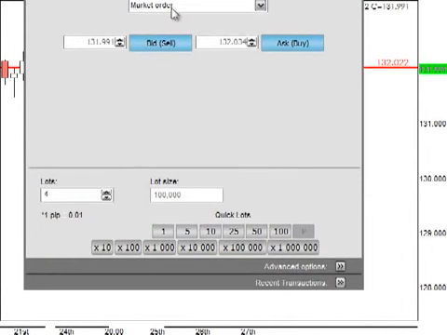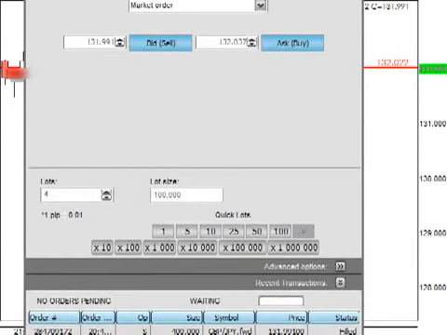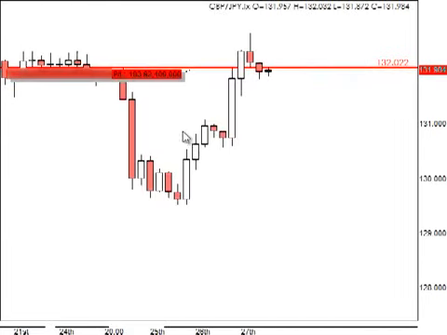I'm going to go for 4 lots. Just enter a short. Perfect. So we're short with 4 lots. My stop loss is going to be around about 30 pips. My target's going to be around about 40 pips. I'm just going to set those as alarms right now. I'm not going to set them as actual orders.